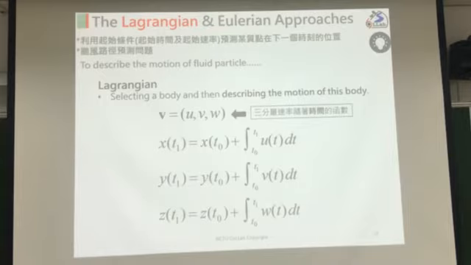Actually, we have two approaches to describe the motion of the fluid particle. The first one is the Lagrangian approach. The second one is the Eulerian approach. As you see in the following equation shown here, the Lagrangian is very easy because you just pick one fluid particle and then you track the fluid particle.